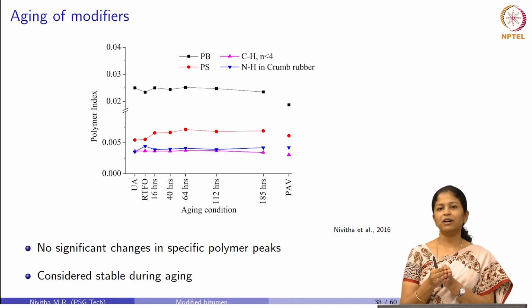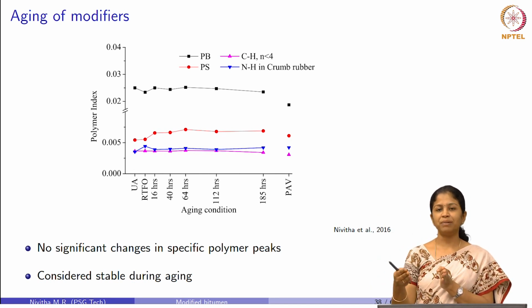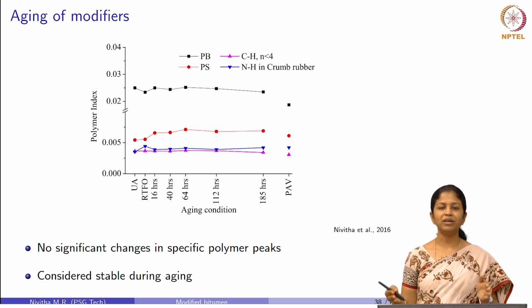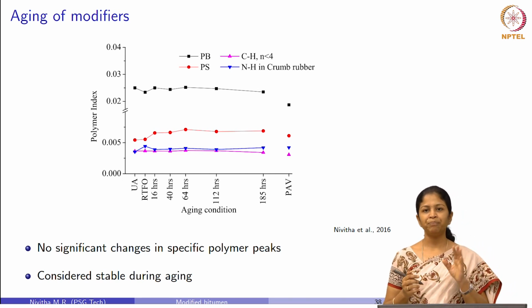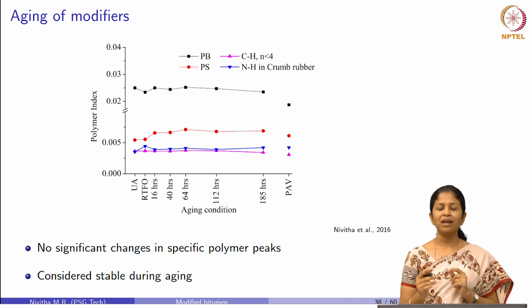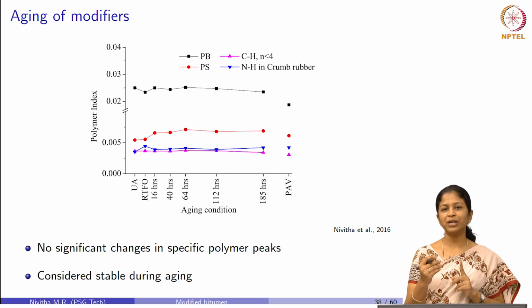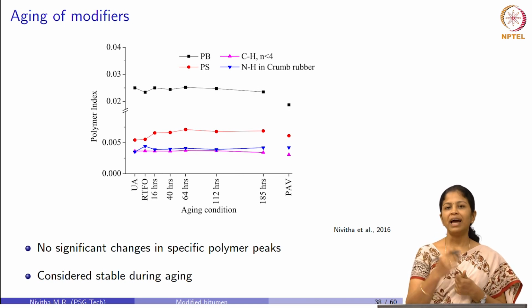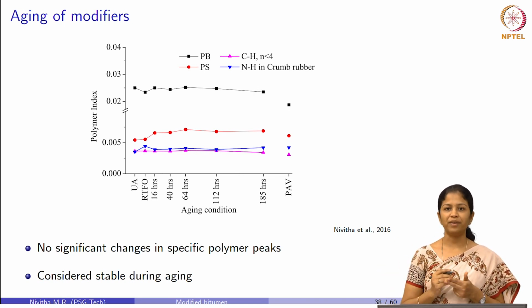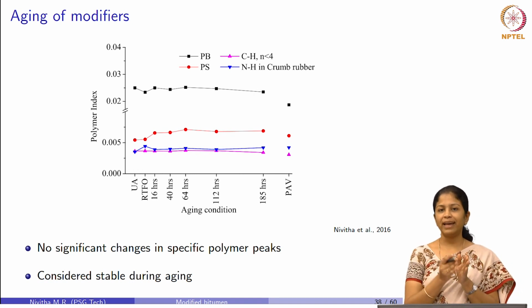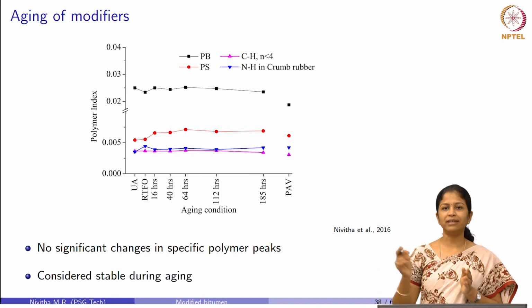Short term aging corresponds to the aging which happens in the mix after it is produced and laid. Long term aging corresponds to the aging in the mixes which happens after 7 to 8 years of service in the field. But we wanted to see what the rate of aging is and how it varies for the base bitumen and the three types of modified bitumen. So, for that we had taken aging at different intermittent conditions.